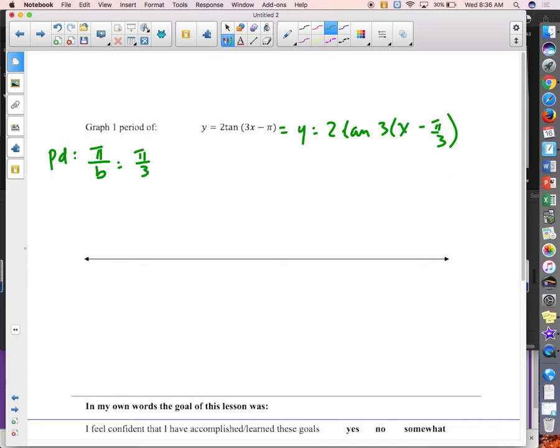To find the vertical asymptotes, I'm going to take pi over 3, divide that by 2, and I get pi over 6. Which means my vertical asymptote should be at pi over 6. However, because I'm moving to the right pi over 3, I have to find my new locations. As a reminder, this minus pi over 3 is going to tell us the tangent graph is moving to the right.